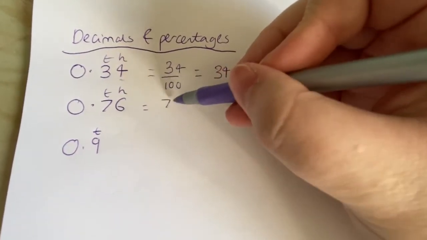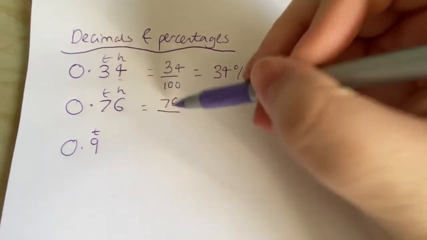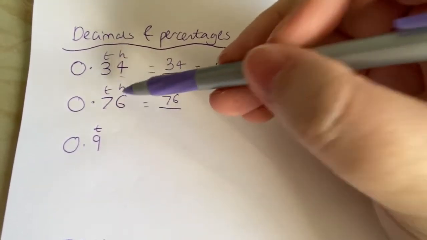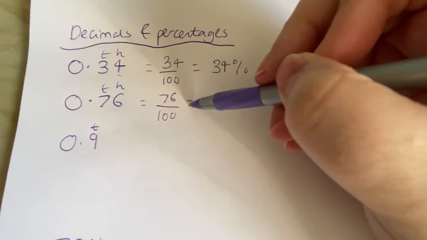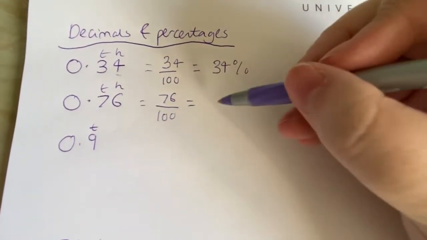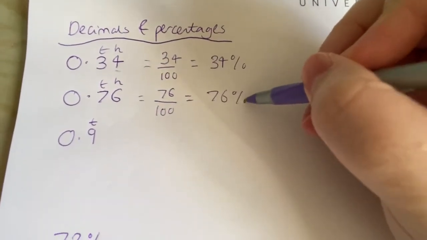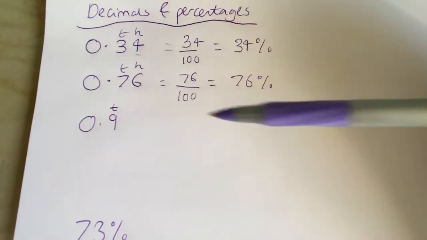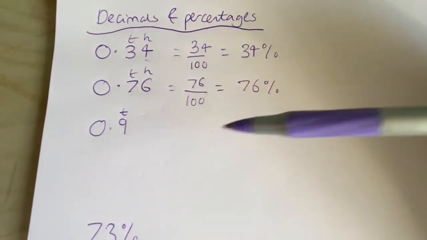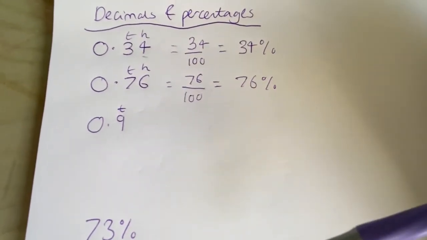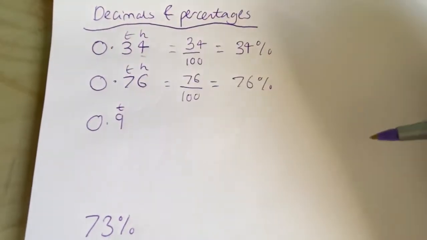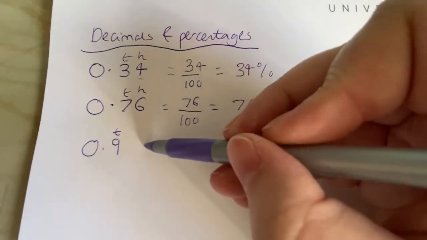So we've got a 76, 7 and a 6 there. Because the last digit is in the hundredths column, it's over 100. I know that 76 out of 100 is 76%. Now it gets a bit trickier where there's only one decimal place. So our first instinct would be to write just 9%. But actually let's change it to a fraction first and see if we're right.